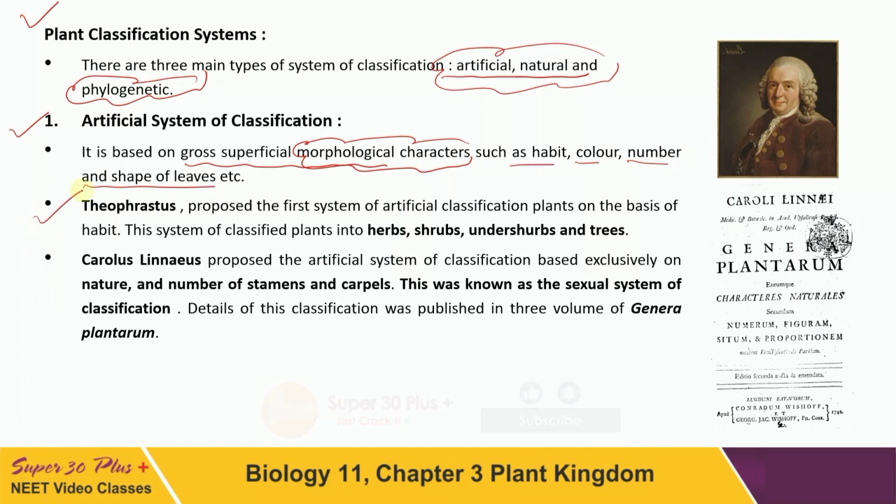Theophrastus was the first one who proposed artificial classification of plants on the basis of their habit. They have been divided into halves by height: shrubs, that is, undershrubs, and the tallest one, that is, tree. The first artificial classification system was proposed by Theophrastus.